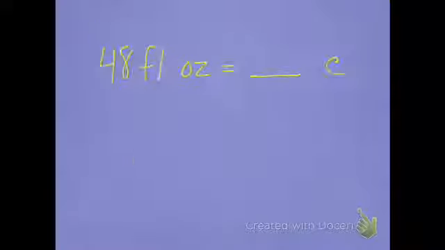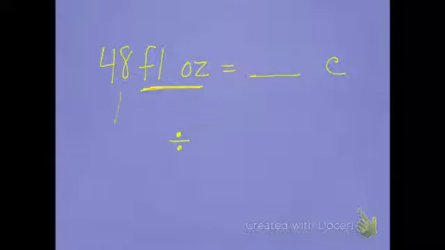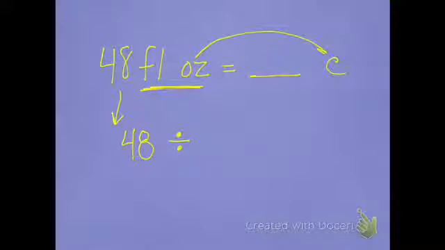Let's try another one. All right, now I would like you to try this one together still. 48 fluid ounces, and I want to change this to cups. Remember, fluid ounces is the littlest you can go. So we're going from little to big, so we have to divide. Drop down my 48, and then I ask myself the tricky question. How many ounces is in 1 cup?